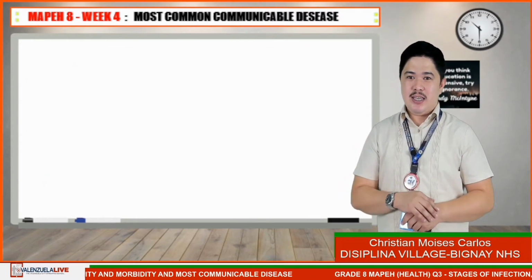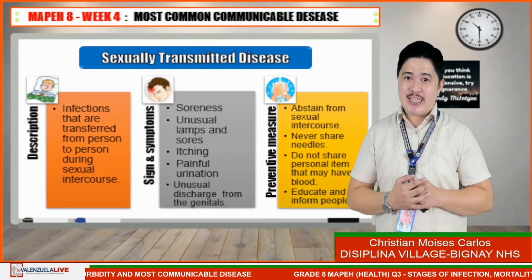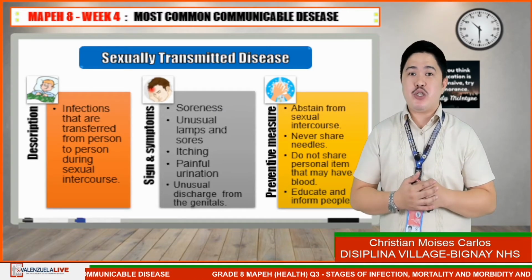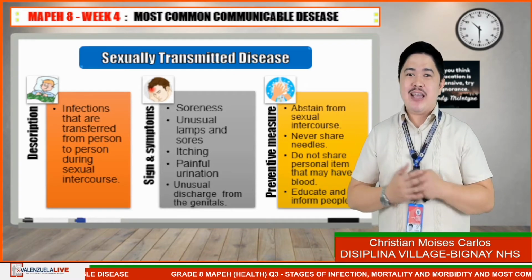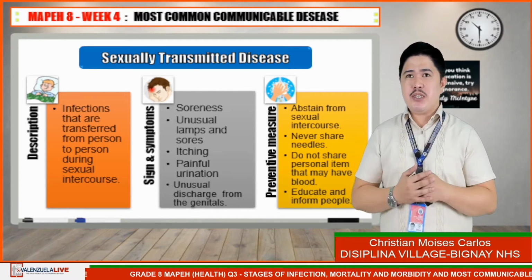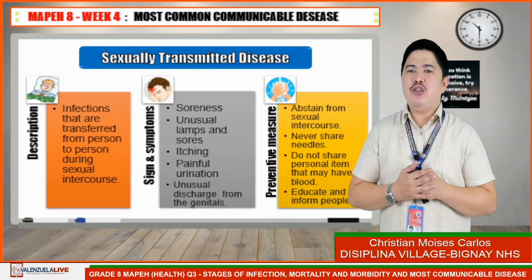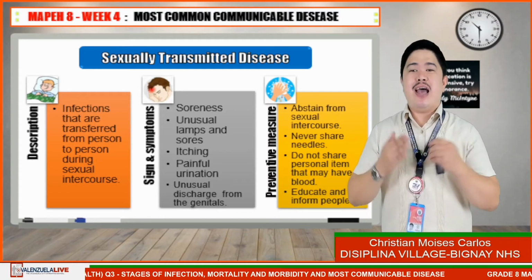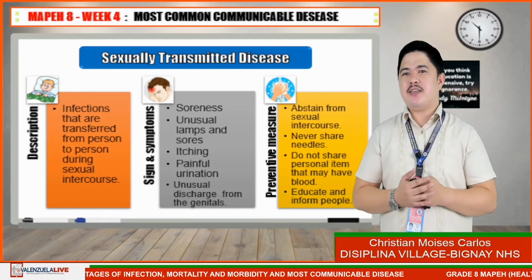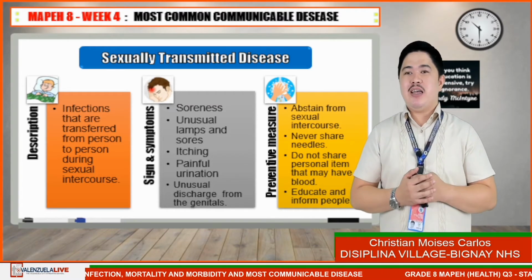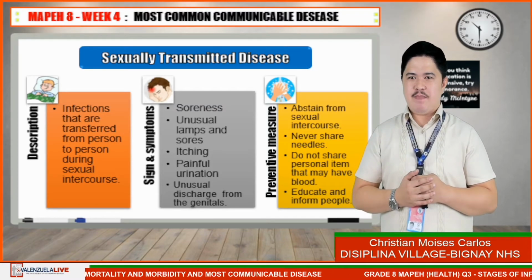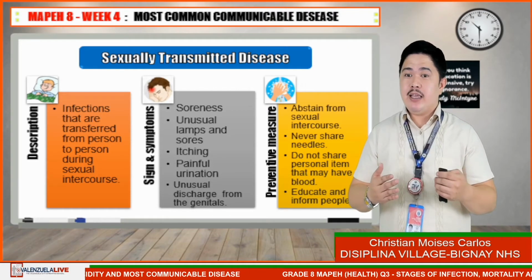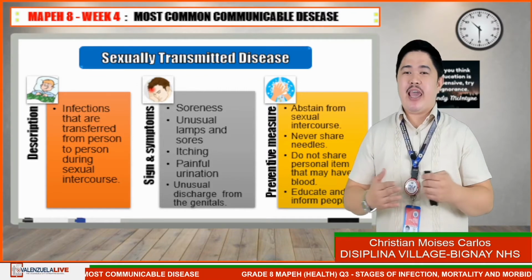Next disease is sexually transmitted disease or STD. Sometimes they call it STI. Infections that are transferred from one person to another during sexual intercourse. Signs and symptoms: soreness, unusual lumps and sores, itching, painful urination, unusual discharge from genitals. Preventive measures: abstain from sexual intercourse. Never share needles. Do not share personal items that may have blood. And last and most importantly, educate and inform.